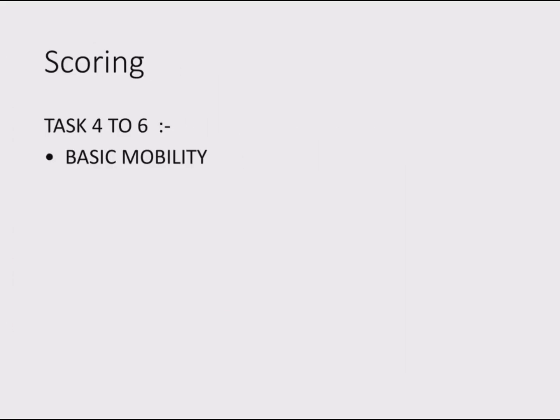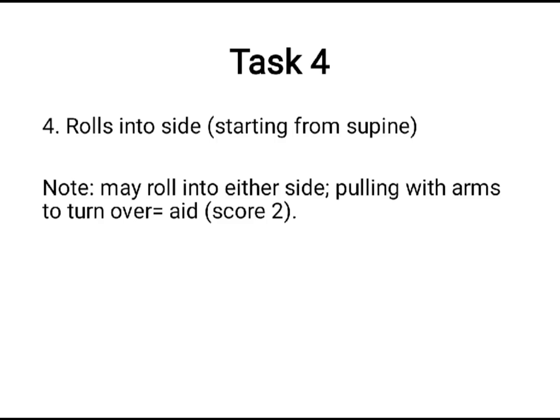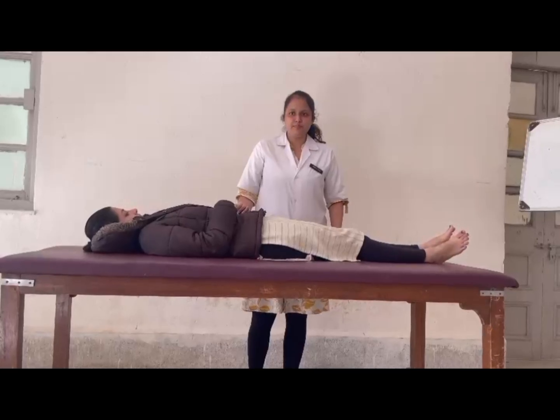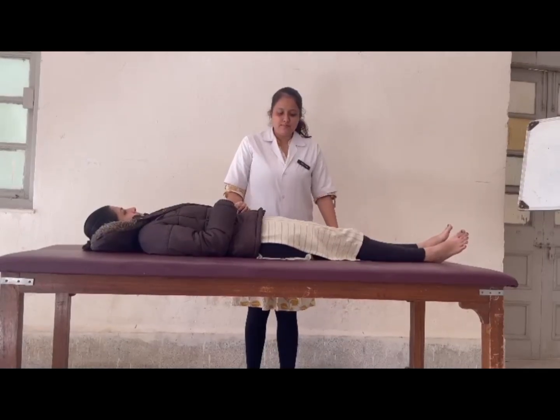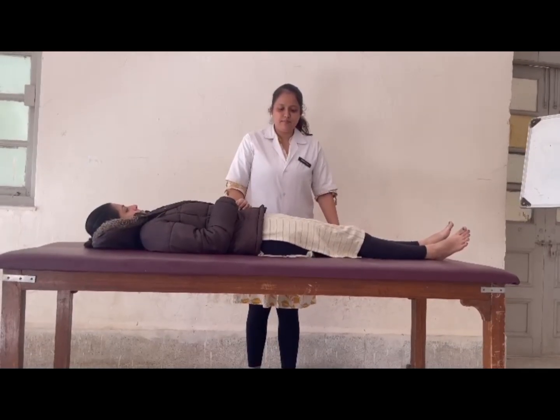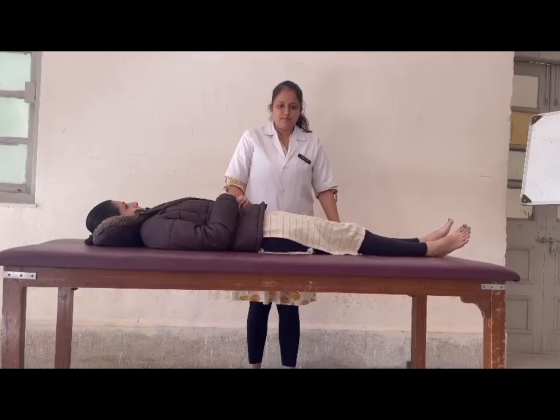For tasks 4 to 6, scoring is according to the basic mobility scoring system. Task 4: Rolls into side, starting from supine. Note: the patient may roll into either side by pulling with arms to turn over; then a score of 2 is given. Starting from supine, ask the patient: please roll onto your side.